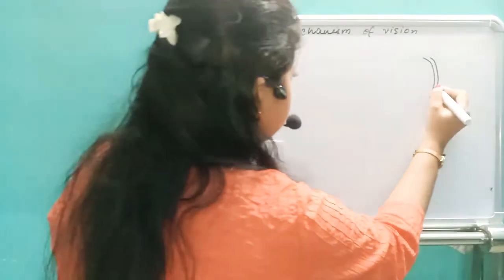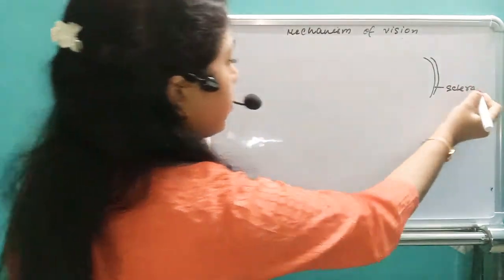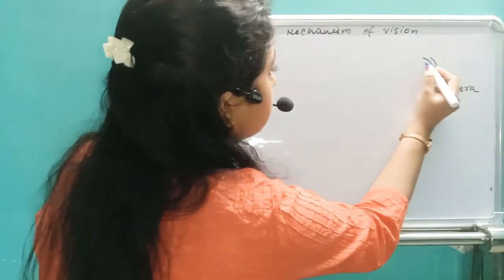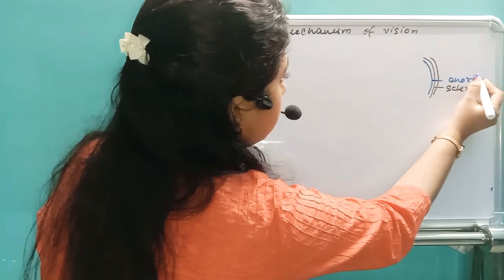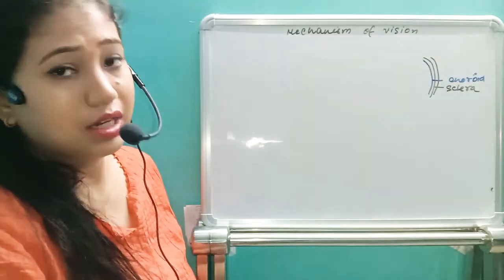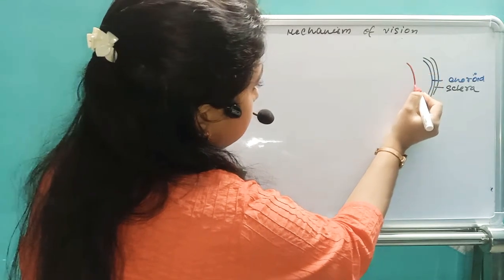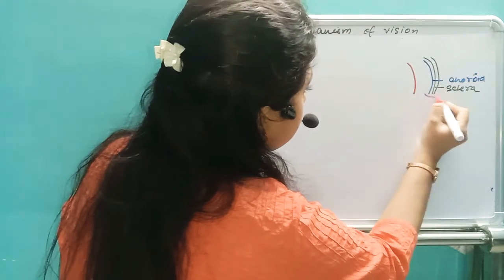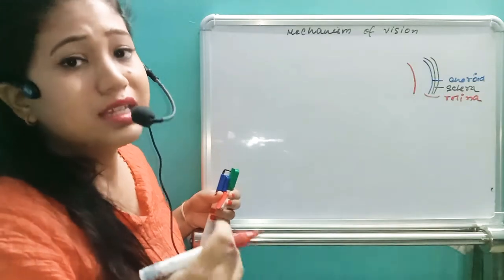You can see this is the sclera. Then the middle layer, what is that called? This is the choroid layer. And what is the innermost layer called? That will be called the retina. So this is the innermost layer, suppose this is the retina. This retina is going to be divided into three sublayers.